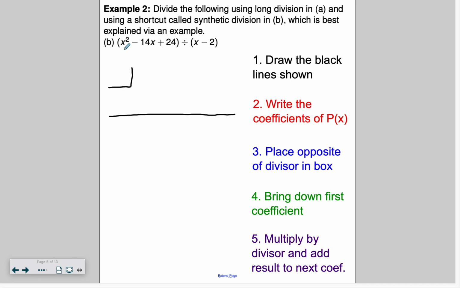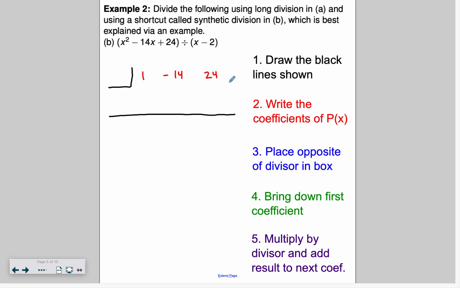The first thing you do for synthetic division: we have our polynomial x squared minus 14x plus 24. You write all of the coefficients of this polynomial, including the constant, and you put them in order. So there's a 1, a negative 14, and a 24. So we do 1, minus 14, and 24. Okay, that's step 1.